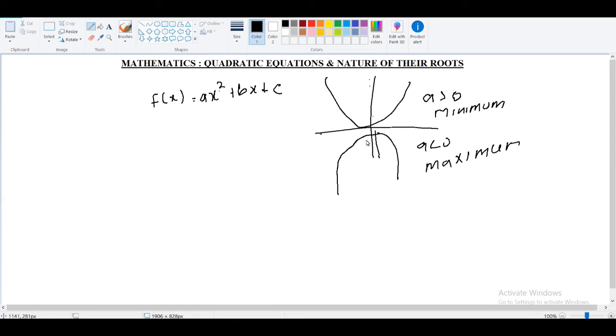So you must see that it is a minimum because this is the lowest value of that function where a is positive, and here it is a maximum because that is the highest value there. So this becomes our maximum, right? So that is a maximum.